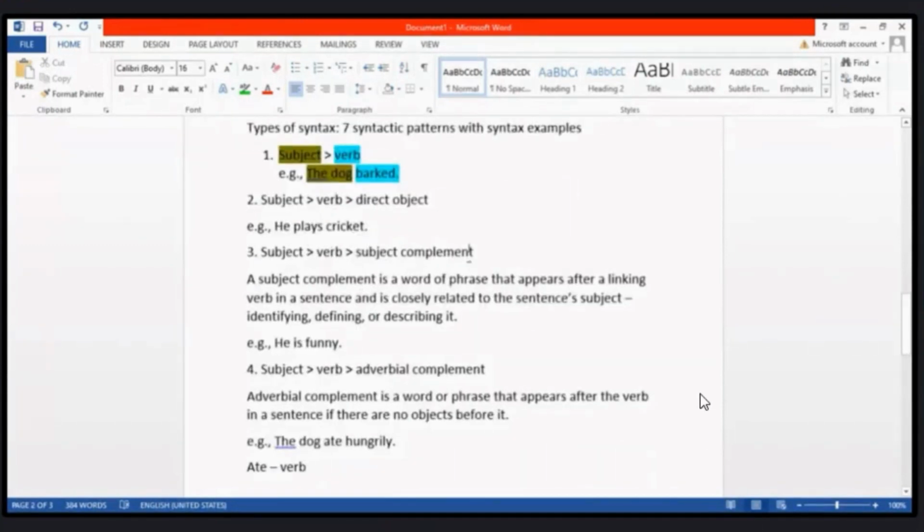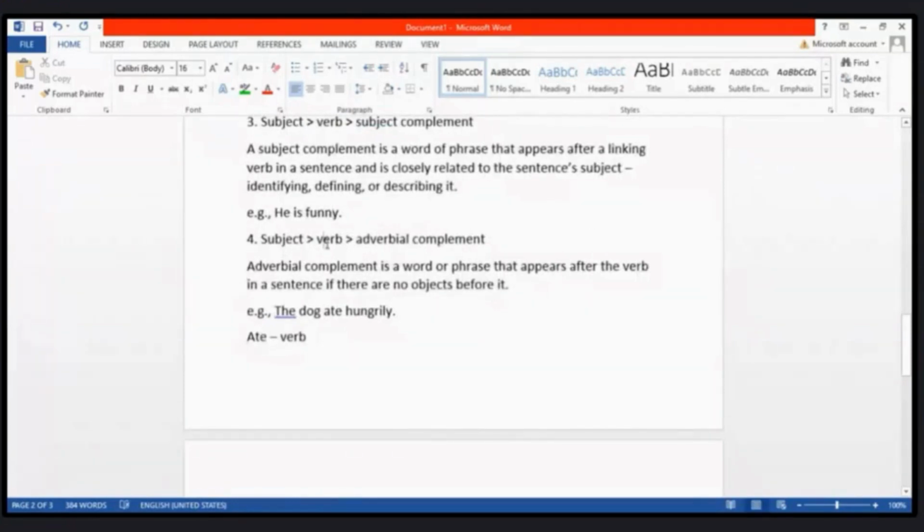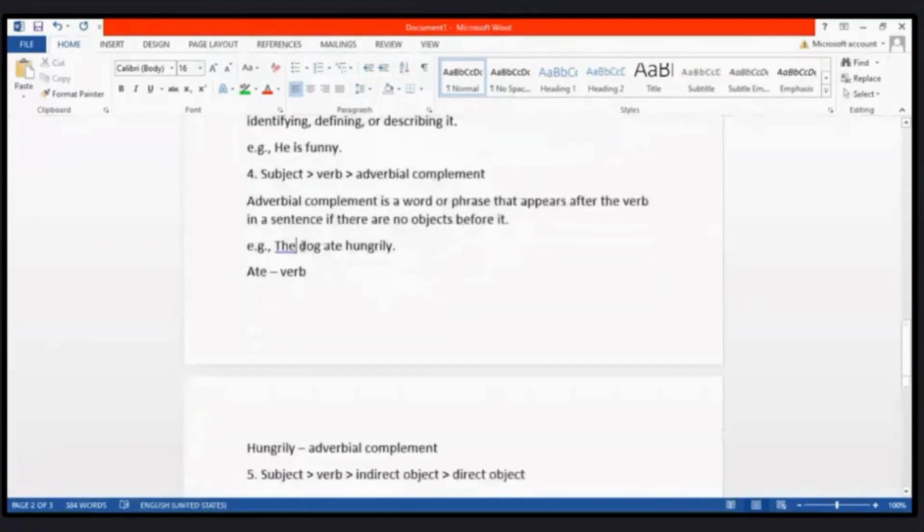Then we've got subject, verb, and subject complement. So a complement is basically something that describes the subject, or the object, or even the verb. All right. So in this case, he is funny. So this funny describes the person, that he is a funny person. All right. Then you've got subject, verb, and adverbial complement. So normally an adverbial complement is a word or phrase that appears after the verb in a sentence if there are no objects before it, and it describes the verb. All right. The dog ate hungrily. So in this case, the hungrily is describing the eating, that the dog ate hungrily.